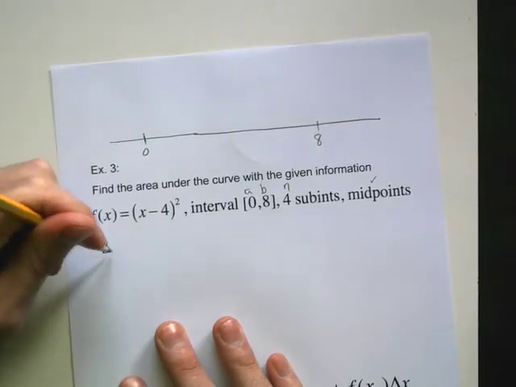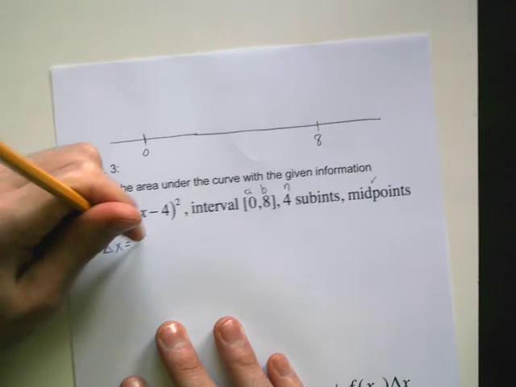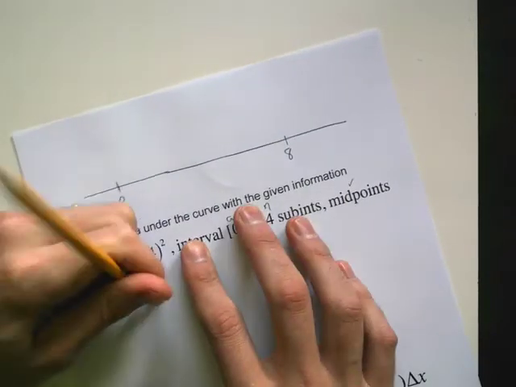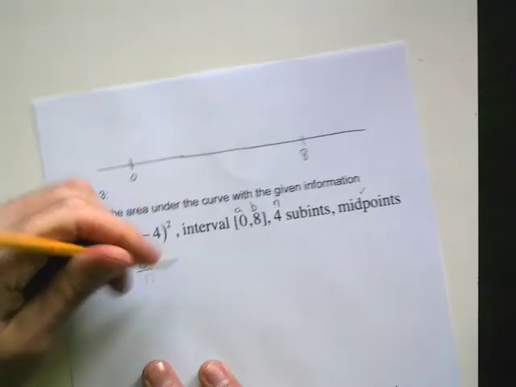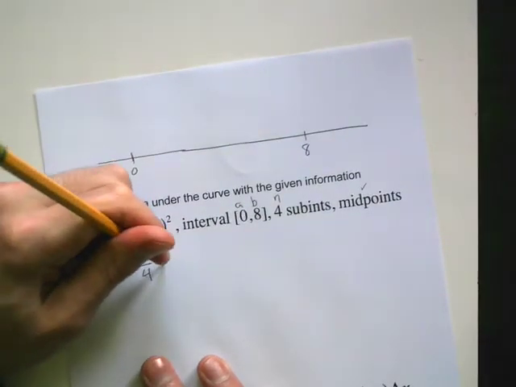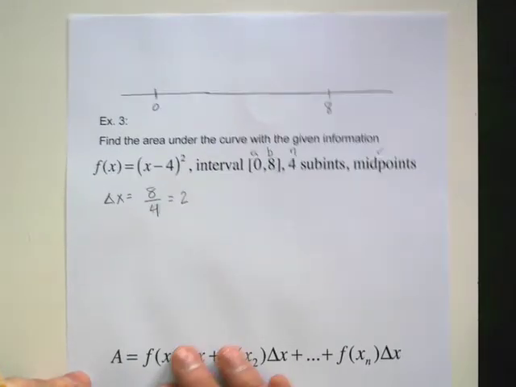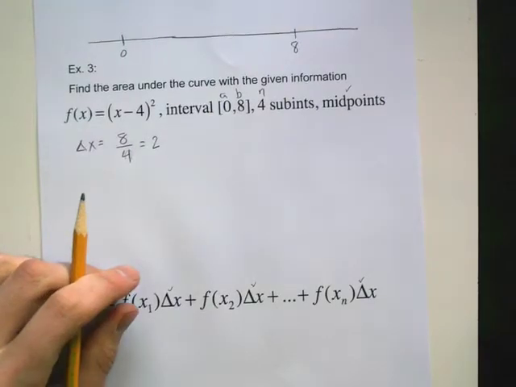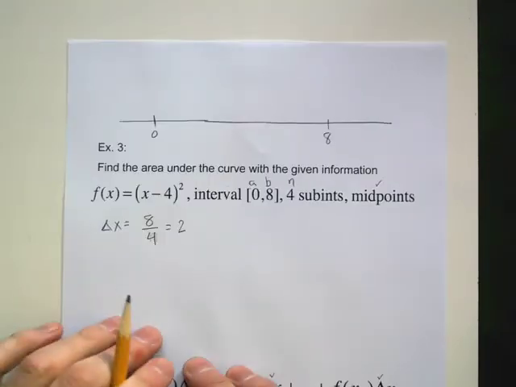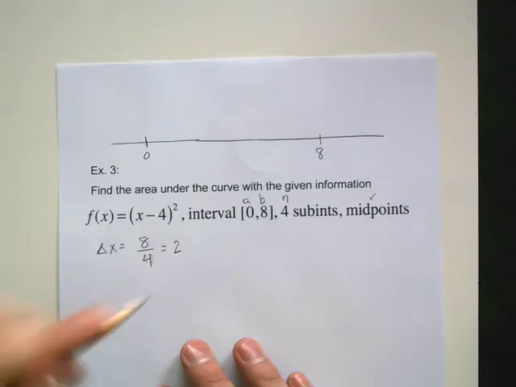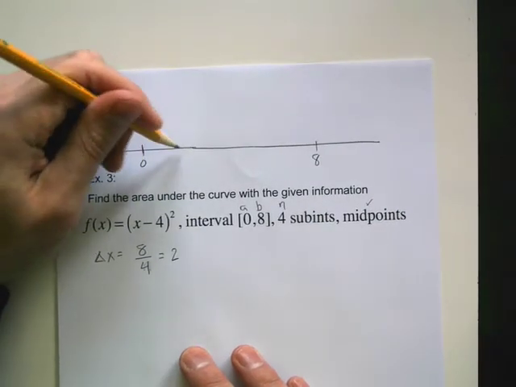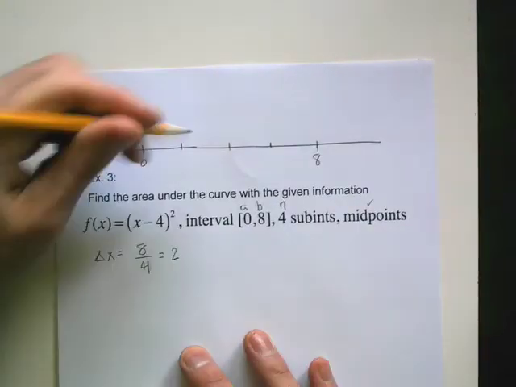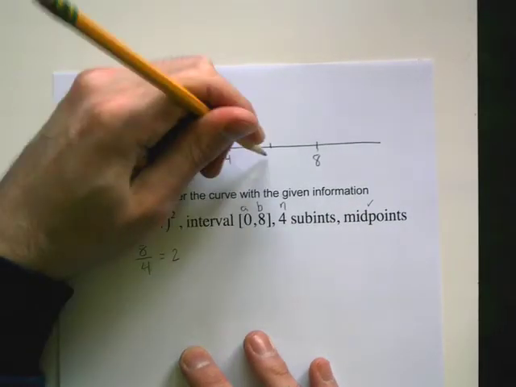So I'm going to say delta x is equal to b minus a over n. So 8 minus 0 is 8 over n, which is 4 because my n is 4. 8 over 4 is 2. That's giving me my delta x. So that's something that I can factor out at the end. So it looks like every 2 spaces I'm going to have a rectangle. So what do we have here? 2, 4, 6, 8. Okay, so I'm going to write 2, 4, 6, 8.